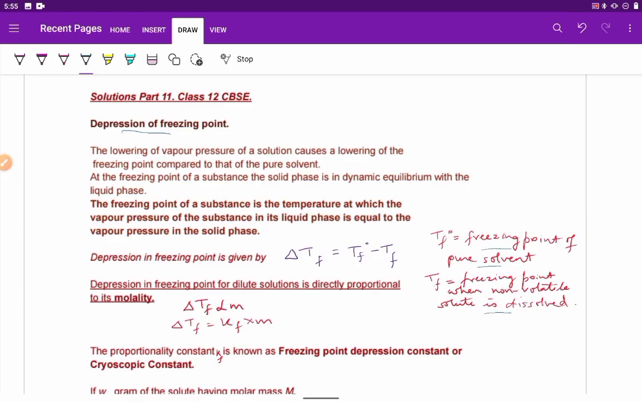Now depression in freezing point for dilute solutions is directly proportional to its molality. That is, delta Tf is directly proportional to m. To remove the proportionality sign, we multiply with a proportionality constant. So delta Tf is equal to Kf into m. This proportionality constant Kf is known as the freezing point depression constant or cryoscopic constant.